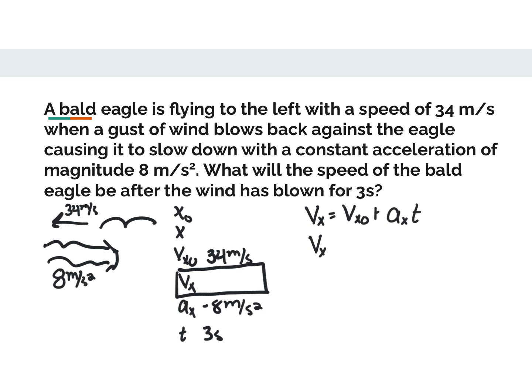I'm looking for final velocity. I don't have to do any algebra. I've already isolated that variable. Final velocity equals 34 plus negative 8 times 3. This I could actually do in my head. 8 times 3 is 24. 34 minus 24 is 10 meters per second.